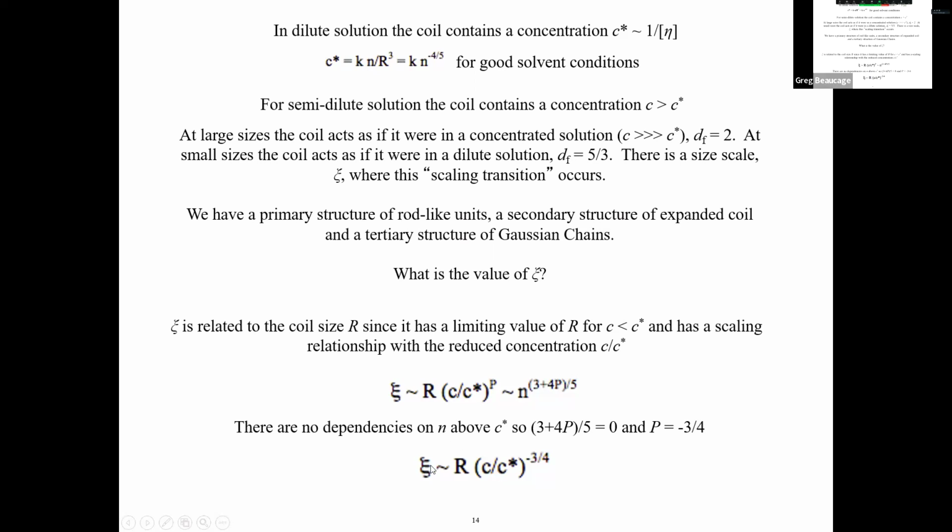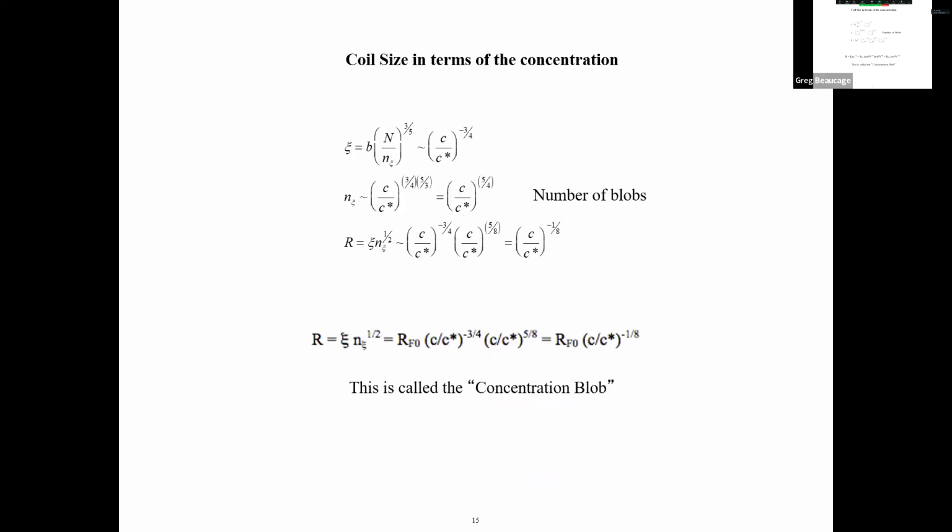Then you can predict the blob size. And once you know the blob size, you can predict the coil size as a function of concentration. So R should go with concentration to the -1/8 power. That's an important thing to know if you want to know how the coils change in size with concentration. They're going to follow that dependence. This can also be used to predict some other things. I'll show you afterwards, but that's the theme of the concentration blob.